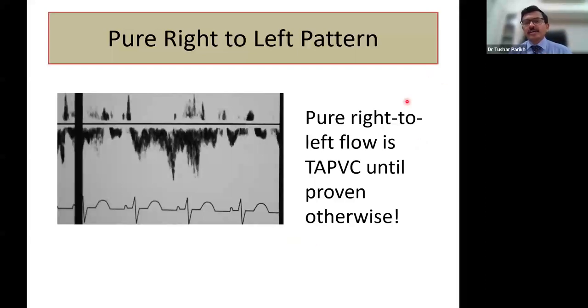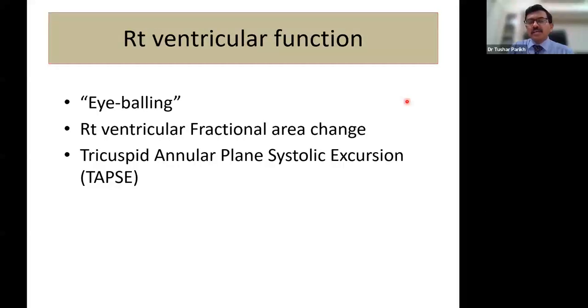So in many of these babies, when there is a PPHN, right ventricular dysfunction is part and parcel of this. In many workshops we cover right ventricular function as a part of systolic function of the heart, where we assess the right heart and left heart. But the right heart is mainly affected when you have a PPHN scenario. So how do you decide right ventricular function? Based on eyeballing, right ventricular fractional area change, and TAPSE.